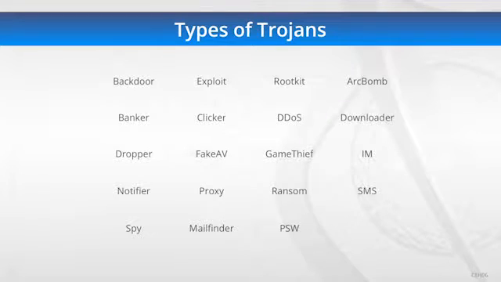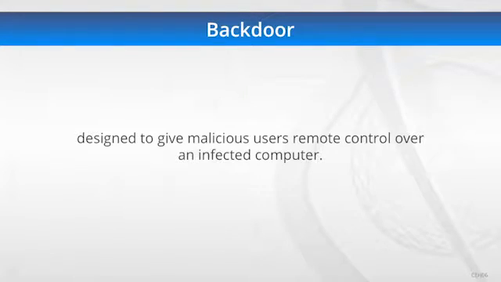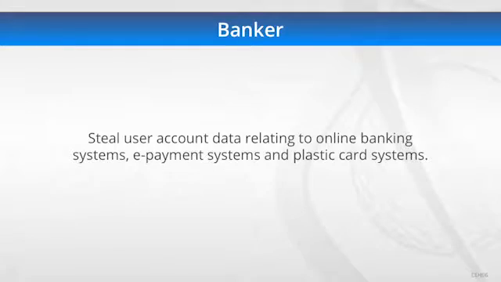Not all of these are specific types, and there may be components of it. So give us a little latitude there. A backdoor, designed to give a malicious user remote control. A backdoor is a way into the machine. A banker. This one goes after a particular audience. They have an online banking system, e-payment systems, and it's stealing account data specifically related to that.